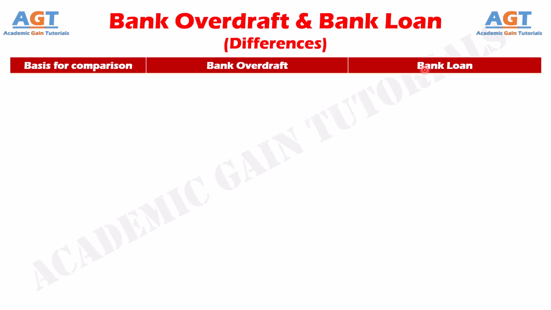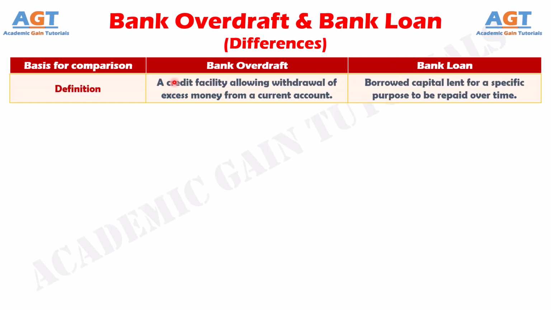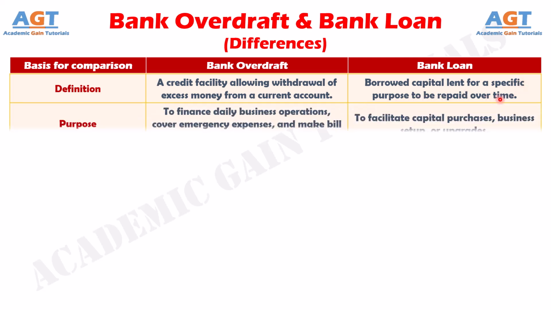Difference number 1. A bank overdraft is a credit facility allowing withdrawal of excess money from a current account, whereas a bank loan is borrowed capital lent for a specific purpose to be repaid over time. Number 2. The bank overdraft facility is applicable for current account holders to finance daily business operations and cover emergency expenses, whereas the bank loan facility is used to facilitate capital purchases, business setup, or upgrades.